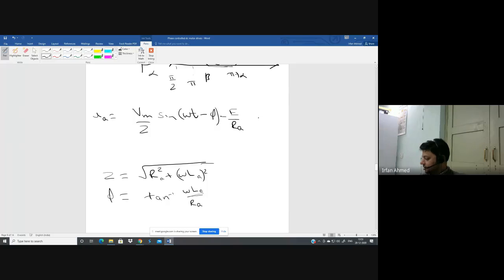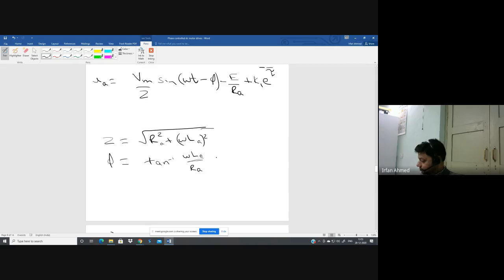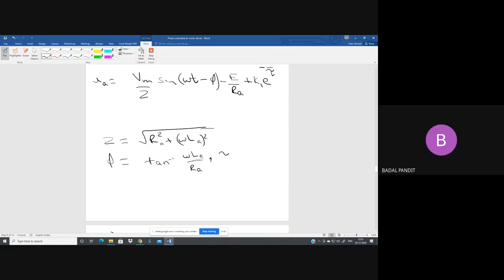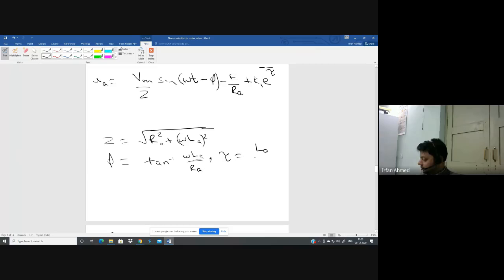Also, there is a transient component involved here because of the SCRs. Okay? So both these components will have transient components also. Let us say that transient component is given by K1 e to the power minus t by tau. Okay? And what is the value of tau? LA by RA. Yes, tau is equal to LA by RA.